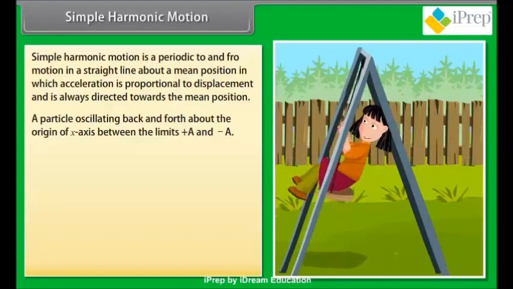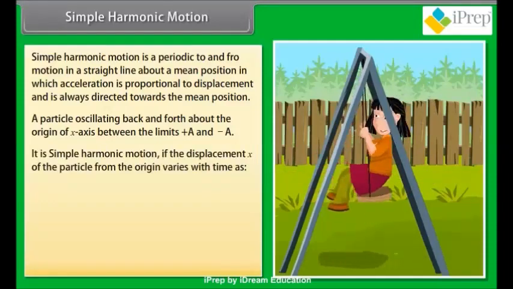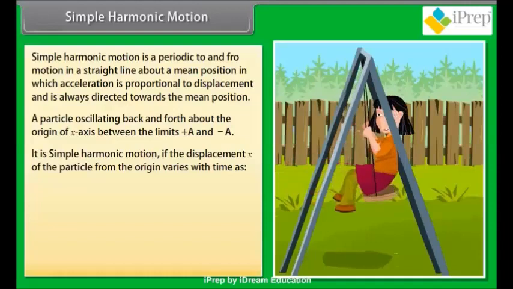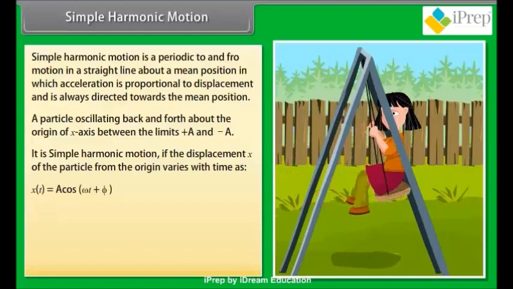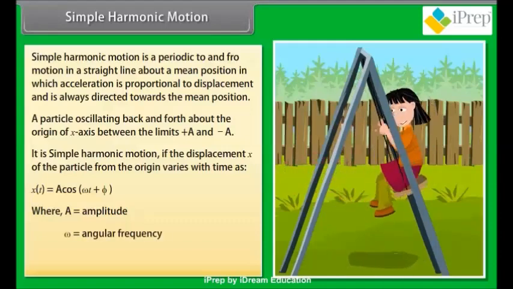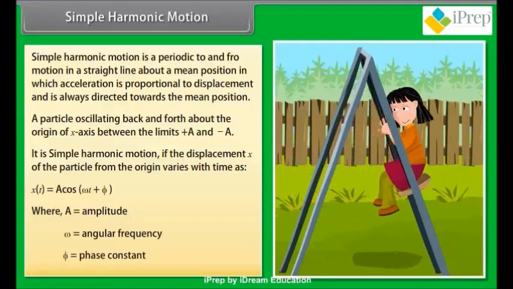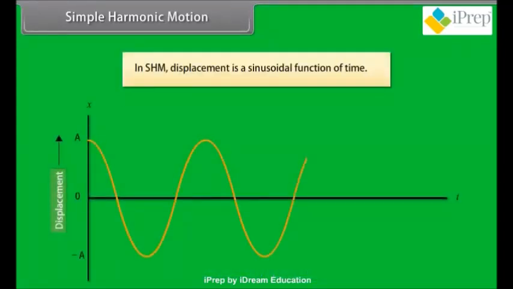Consider a particle oscillating back and forth about the origin of an x-axis between the limits plus A and minus A. It is simple harmonic motion if the displacement x of the particle from the origin varies with time as x(t) = A cos(ωt + φ), where A is the amplitude, ω is the angular frequency, φ is the phase constant. In simple harmonic motion, displacement is a sinusoidal function of time.